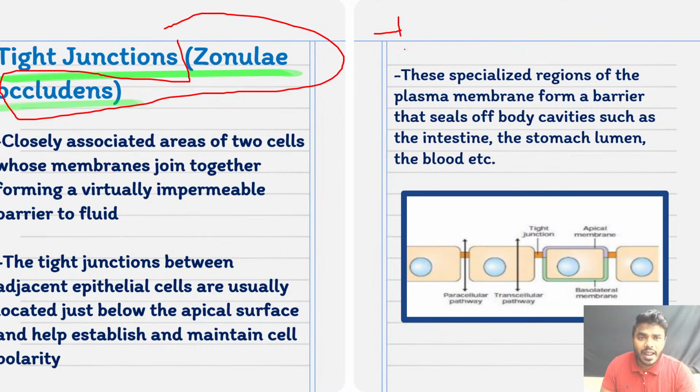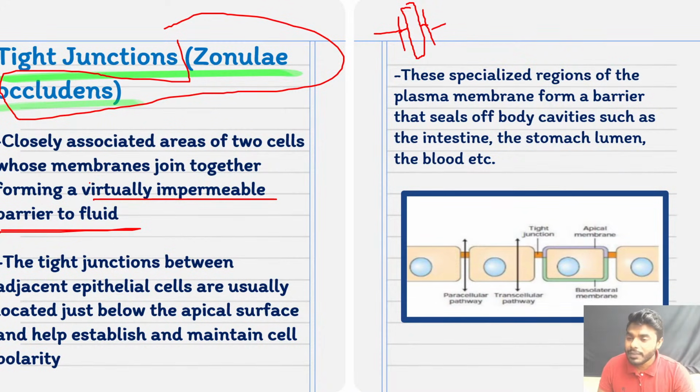This is one cell, this is another cell. The two cells are sealed on an epithelial sheet, and finally they are going to form, everyone listen, a virtually impermeable barrier.